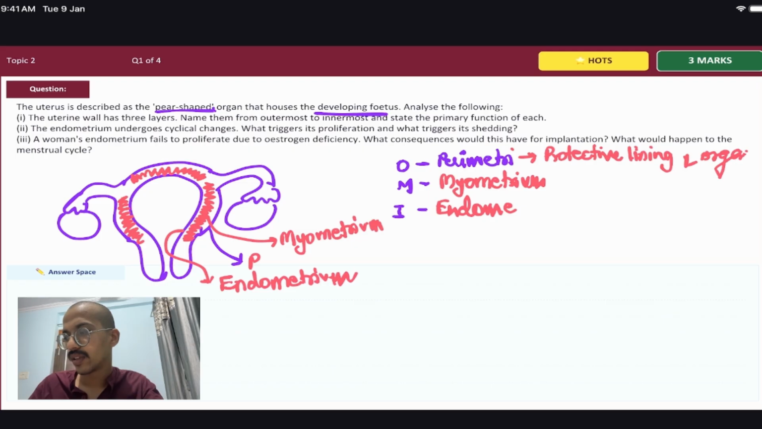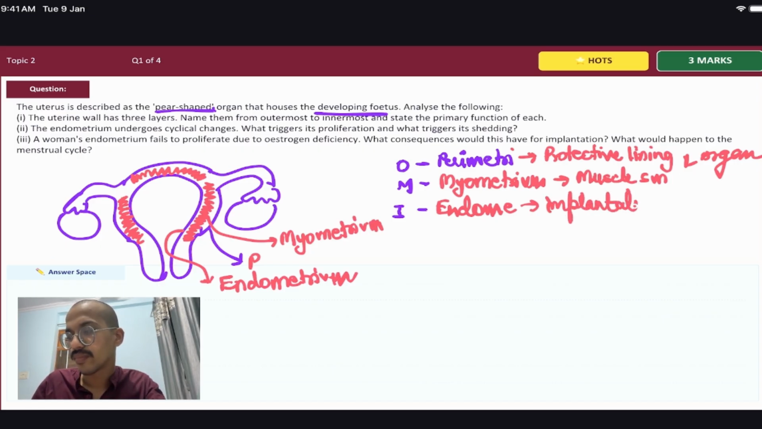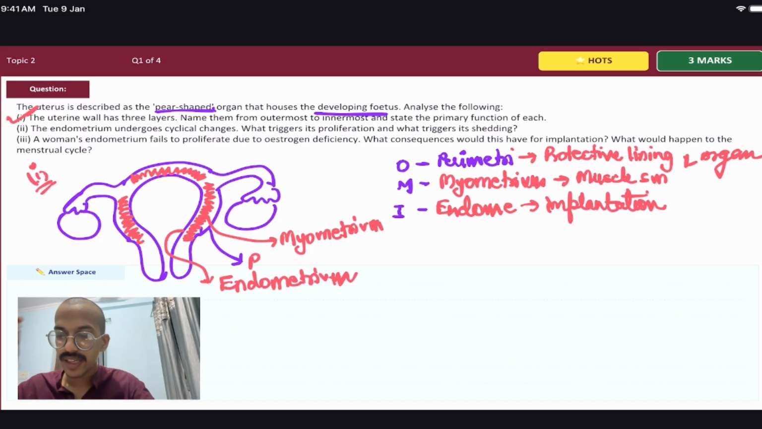Okay. Then comes to the myometrium. These are what? Smooth muscles are present, help in the contractions and the baby coming down. Endometrium is what? It provides a site for implantation. This is the function of it. Next one is the endometrium undergoes cyclic changes. What triggers its proliferation and what triggers its shedding? So its proliferation is triggered by the progesterone and the estrogen. Okay, primarily the estrogen.